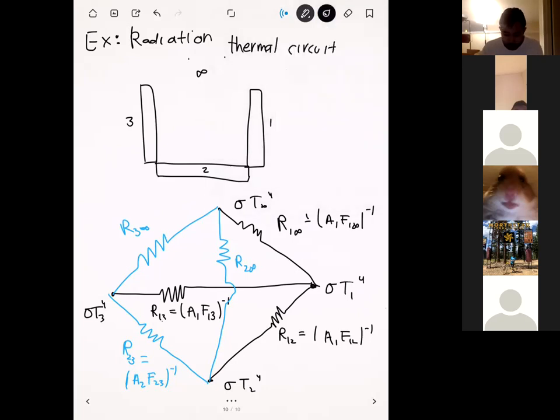So that's black body, and that's thermal circuits for radiation. But all we did so far is repeat the same black body radiation exchange, but with circuits. The whole title of this section was gray body radiation exchange. So now the question is, how do we modify these circuits in order to consider realistic surfaces?